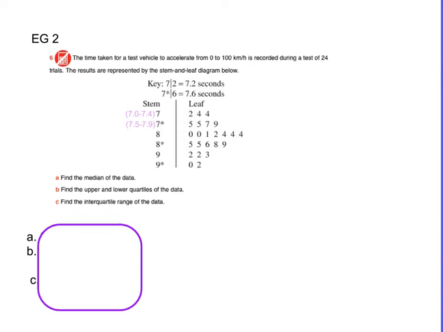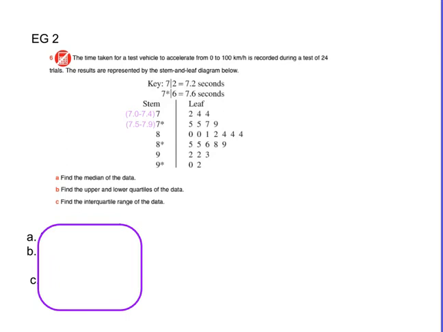So the first question asks you, calculate the median of the data. So we have 24 results. So if you remember back from when we've spoken about the median in the last few lessons, we have our group of results, so in our case 24, and we break them into 2 equal groups. So that would be a group of 12 and a group of 12. So our median in this example is going to be halfway between the 12th and the 13th result.